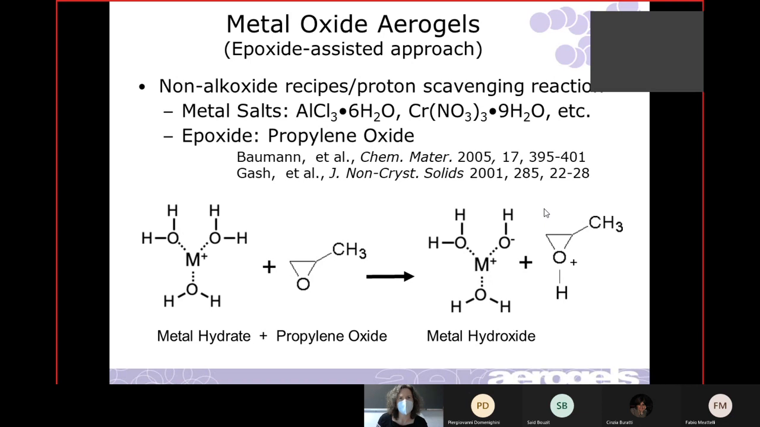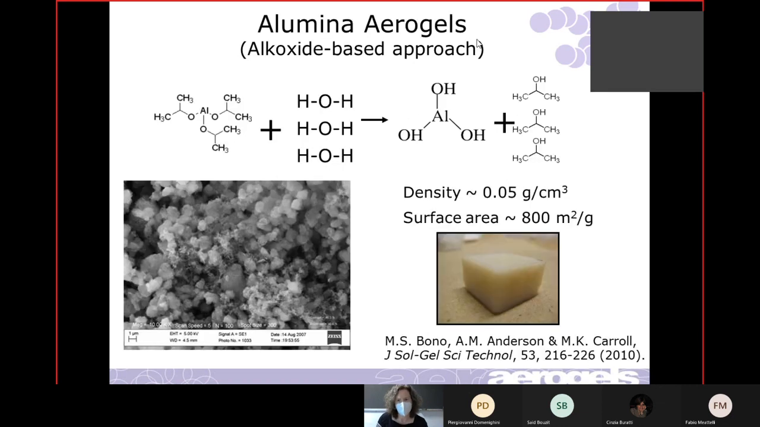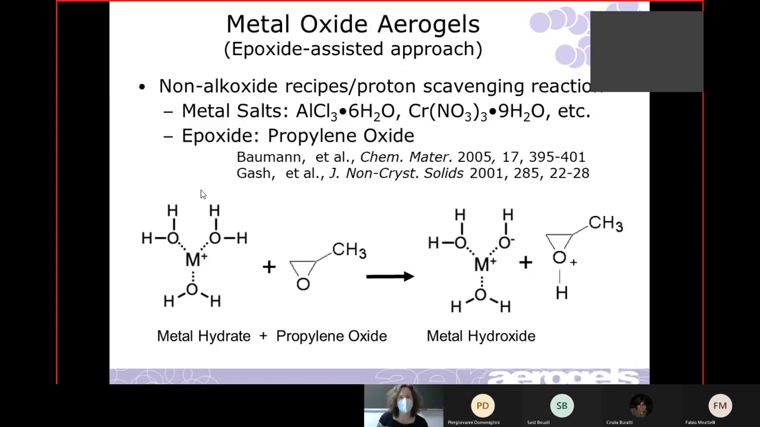So using something like this, we have an aluminum hydroxide species that can condense to form aluminum oxide. If we did the same thing, if this was an aluminum 3 ion here, we would make an aluminum to oxygen to hydrogen connection that could then link together to make aluminum oxide. So this is a different approach to making a similar type of chemical species, the aluminum oxide.